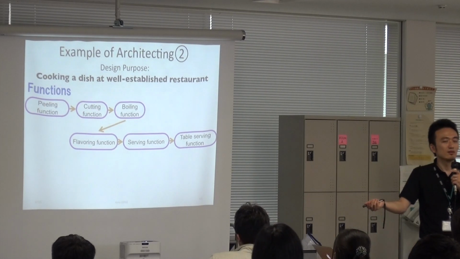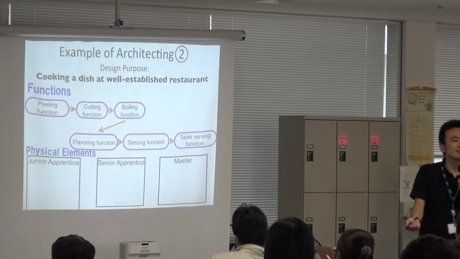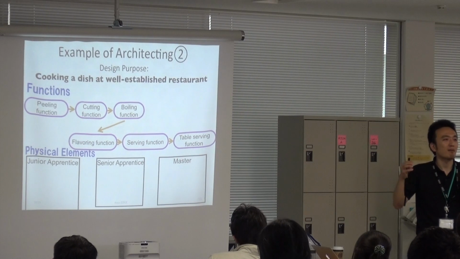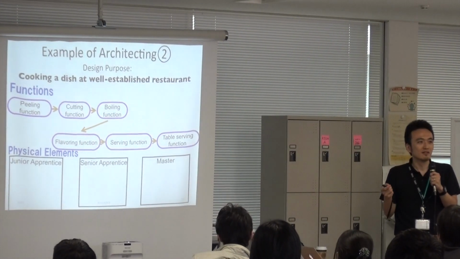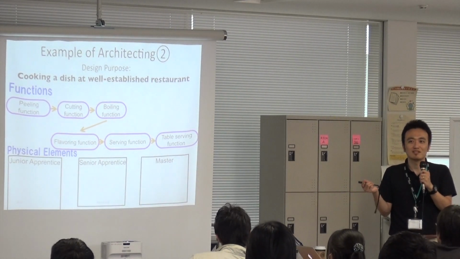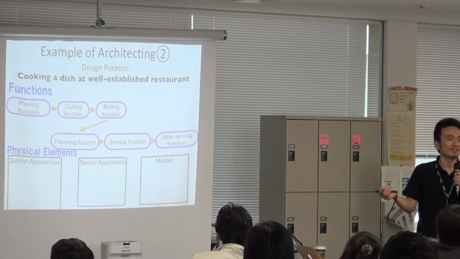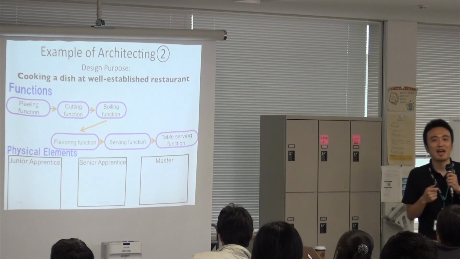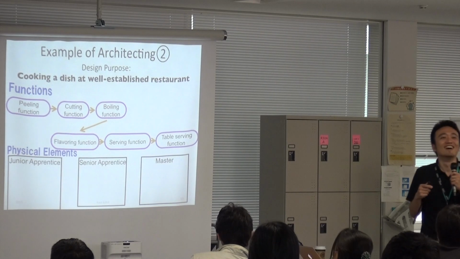Okay, now physical elements. I have junior apprentice, I have senior apprentice, and I have a master. Think of a Japanese old restaurant. He's like 95 years old. And this guy's senior apprentice, but he's still an apprentice, he's in his 50s. This guy's 23, good luck, right? He has all the way to go to become a master, but that happens. I think maybe in India it's longer, I don't know.